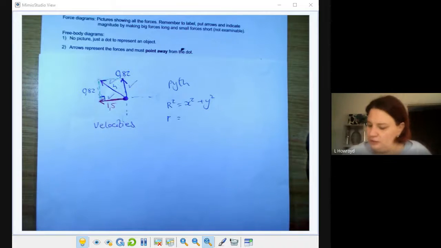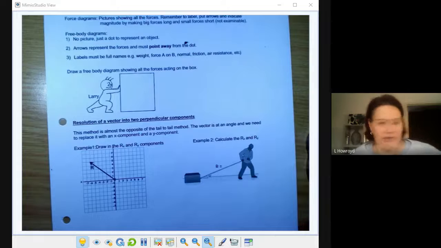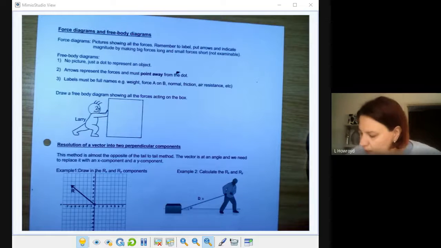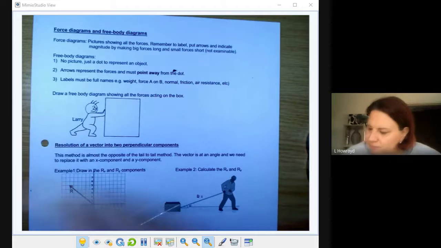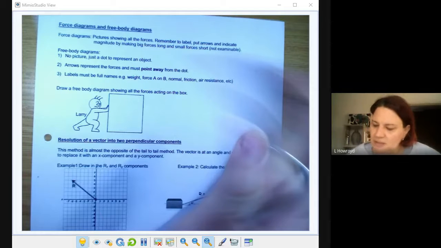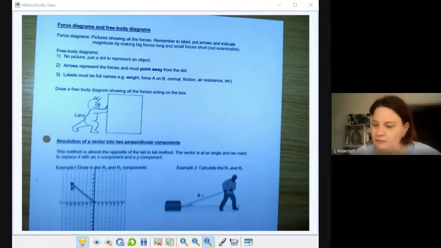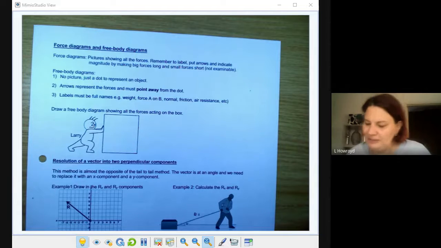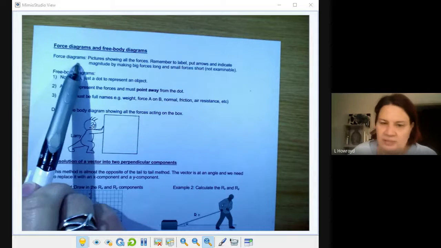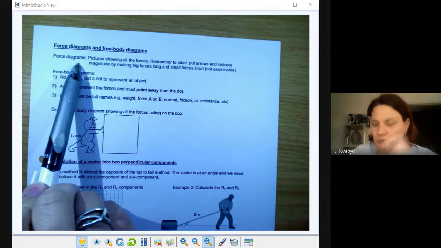Okay, so today we are carrying on with our motion and vectors. So page 3, I want to talk to you about force diagrams and free body diagrams. Free body diagrams are the most important here. So let's just look at what a force diagram is. There's a difference between the two.